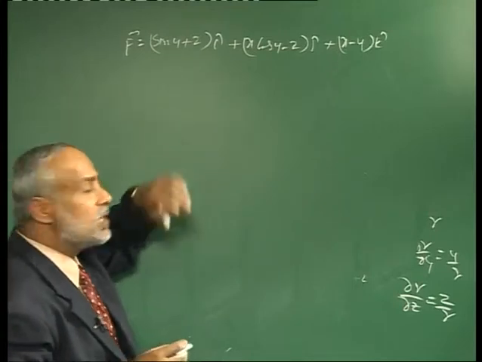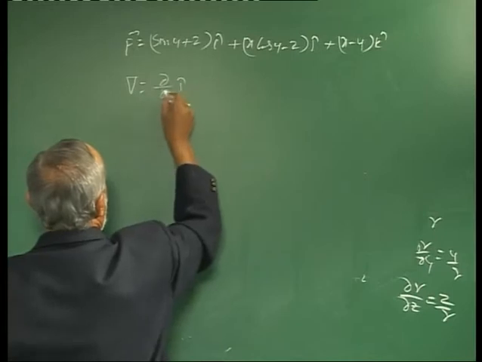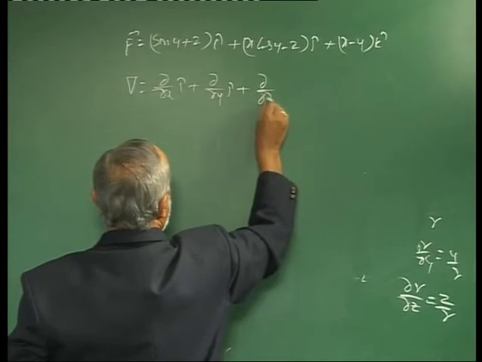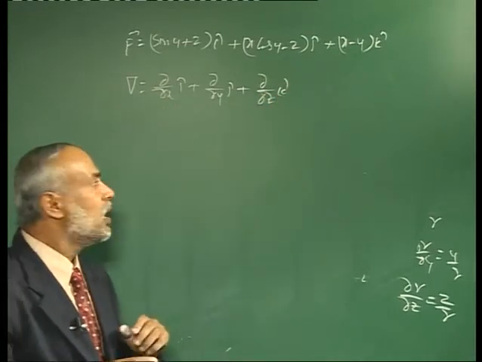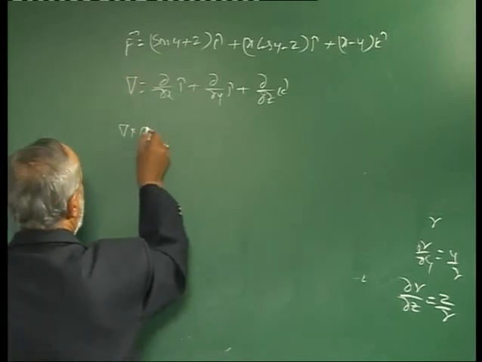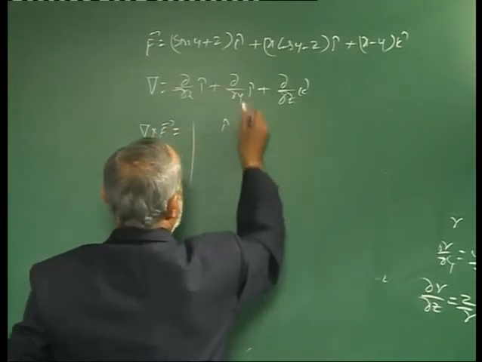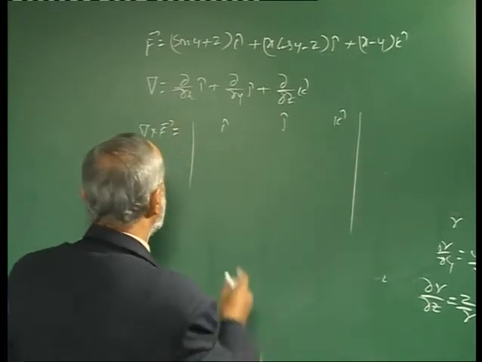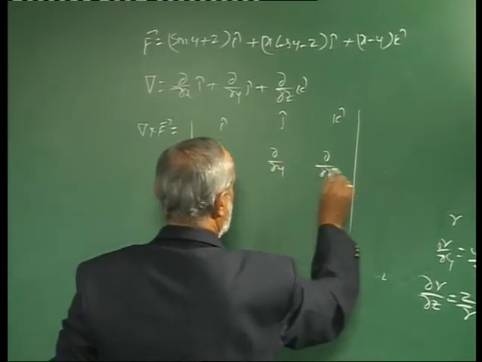Now we have to show that it is irrotational. We know that del is called a differential operator: dou by dou x of i vector, dou by dou y of j vector, dou by dou z of k vector. Now you can take the cross product of these two. Del cross f vector is equal to the determinant. This is i vector, this is j vector, this is k vector. Then you write dou by dou x, dou by dou y, dou by dou z.